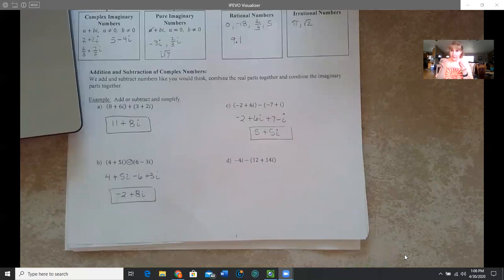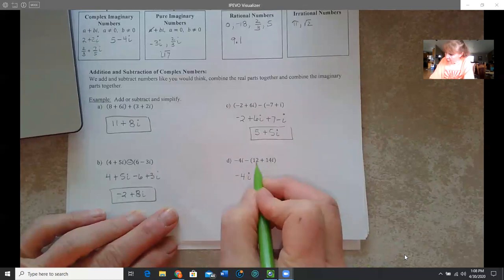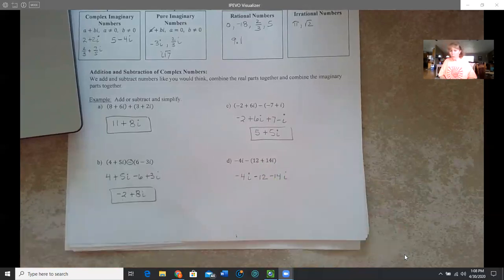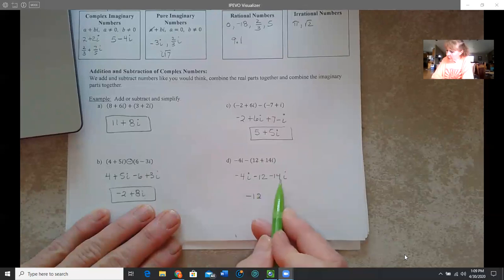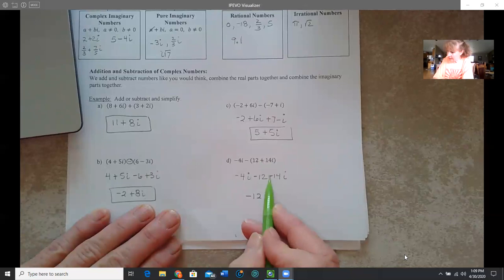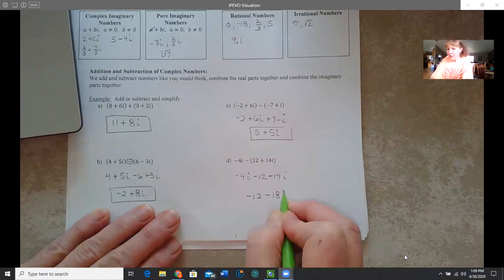Again, testing that negative outside of the parentheses. We have a -4i. The 12 will become a -12. And the 14 will become a -14i. Okay, wow. So the -12 has to stay by itself. It's the only real part. There aren't any other real parts to combine it with. But these two imaginaries, you can combine a -4 and a -14, subtract 14 there, and you come up with a -18i.